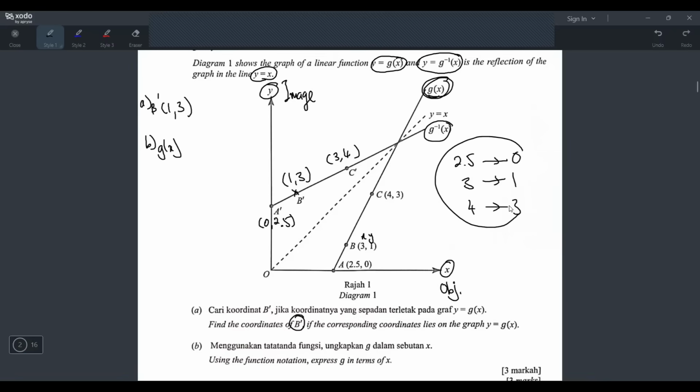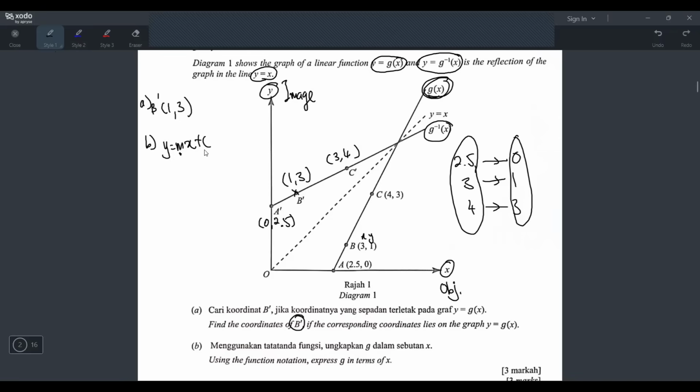But if you look at this, it's very difficult to know the relation, how to go from object to image. So let me show you another method. You can find the equation of this straight line, because when you find the equation of the straight line, then you will know the connection, the relation here. So how to find the equation? Well, this is a straight line, so of course it will be y equals mx plus c.